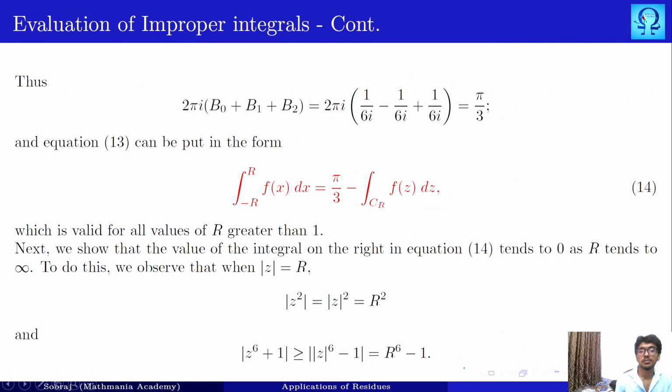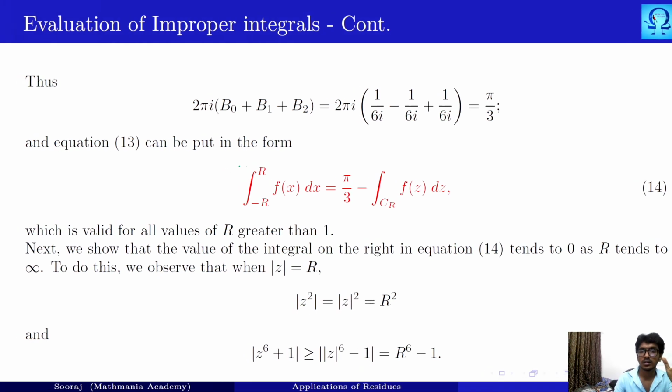We just add them up. Therefore, 2 pi i times B0 plus B1 plus B2 is going to be this quantity. So here we would simply get this, and this gets cancelled, and we'll have only this. When we cancel this and when we cancel iota, we are left with pi upon 3. So this is what we have.